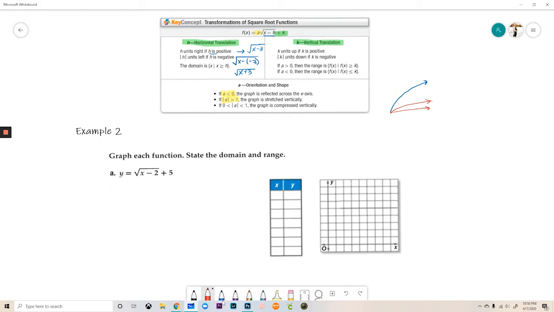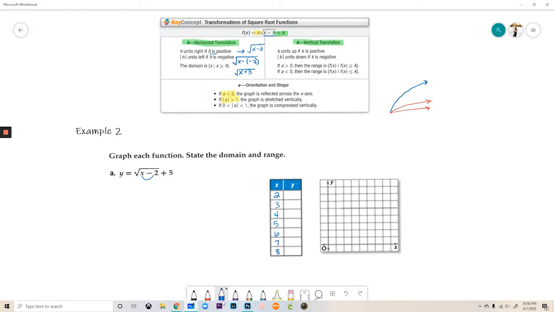We could still make a table, which I think I'm going to end up doing anyway, just to check my points, make sure we're in the right spot. But let's look at this one here. It says graph each function, state the domain and range. So we've got example A, and I'm going to show you part B as well. I'm going to find my starting x value, whatever makes the inside equal to 0. So my starting x value, I think, is going to be 2. And then I'm going to plug in some points, 3, 4.